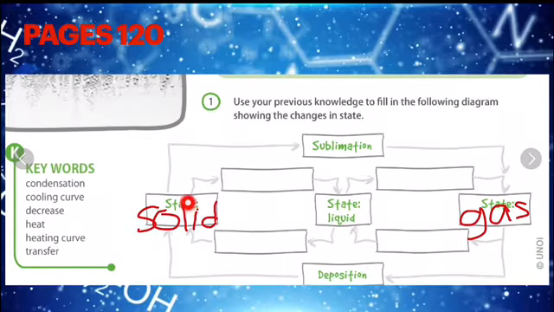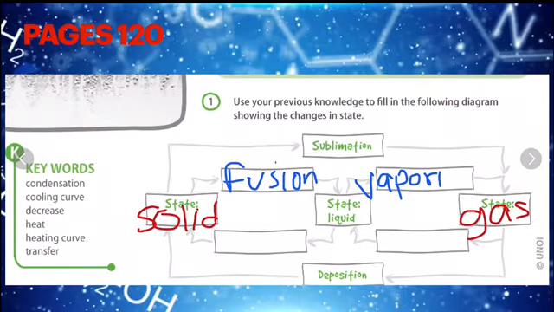From the state of solid to change it to the state of liquid, what is it? Yes, you're right, it's fusion. Okay? Now, from state liquid to change it to the state gas, what is it? You're right, vaporization. Okay. Now, from gas to liquid, what is it? What is that process called? You're right, condensation.